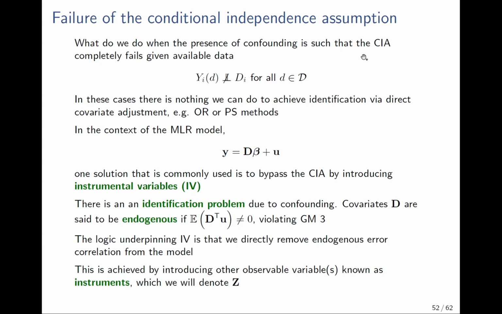So the presence of confounding is such that we know that there's not unconditional independence, but we don't have sufficient data to represent X in order to invoke a conditional independence assumption. And if that's the case, then there's nothing we can do to achieve identification via direct covariate adjustment because we don't have available data. So OR and PS methods are out.